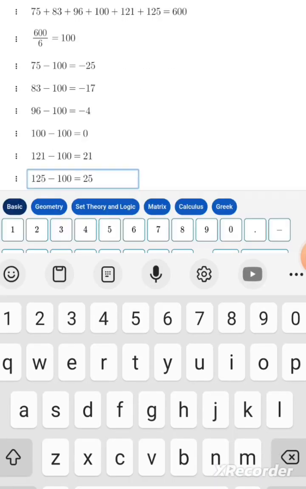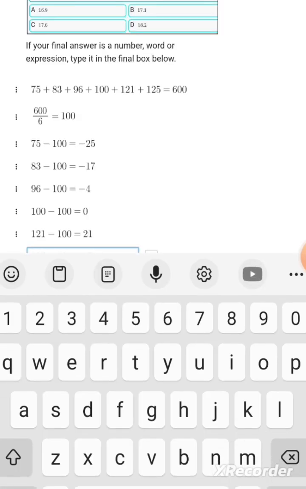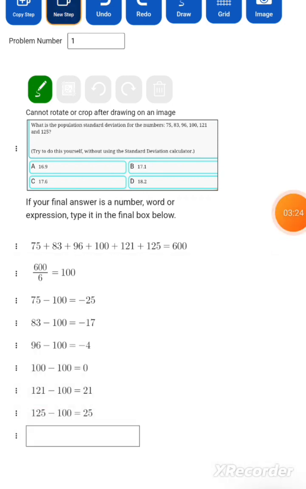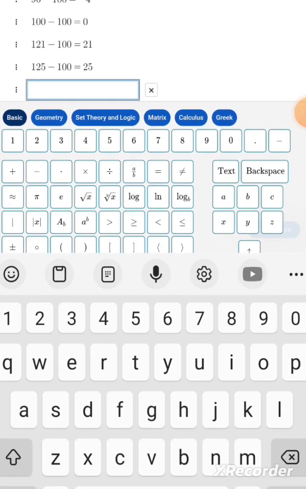Oops, no. Where'd you go, buddy? Oh no, it went away. That's not good at all. Oh, great. Okay, new step. Come on.